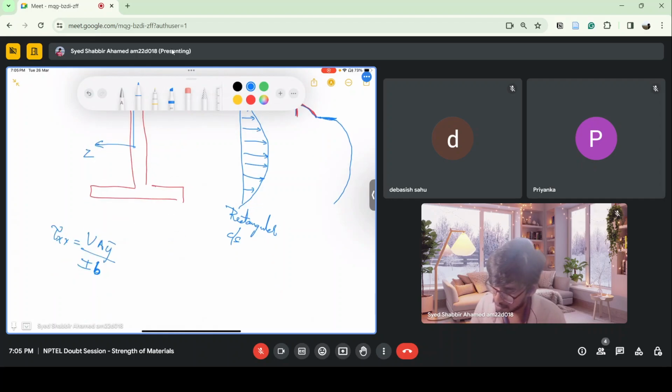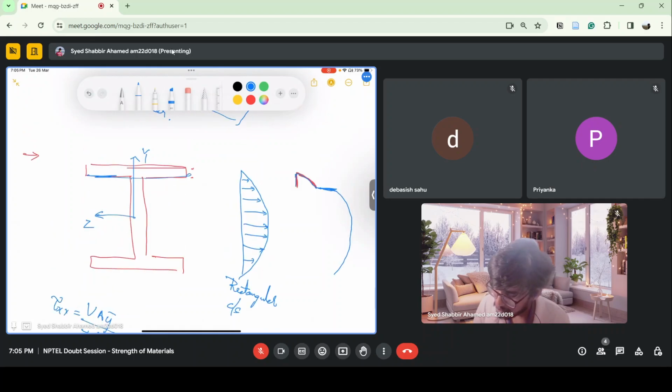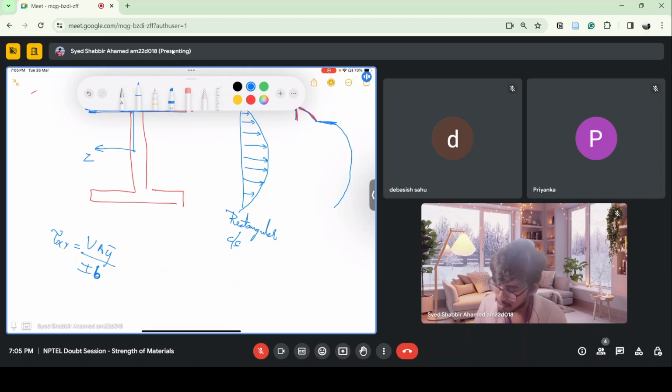up to the flange, this b is very high. But as you go to the web just below the flange, this b decreases. And if this is decreasing, the shear stress will increase. That's why you can see the discontinuity here. And again, when it goes to the bottom flange, shear stress reduces and again has a parabolic variation and goes to zero at the end. So this is how the shear stress distribution looks for an I-beam.